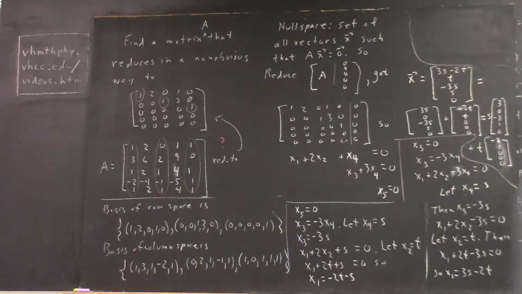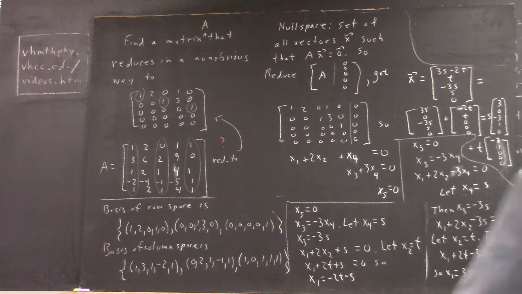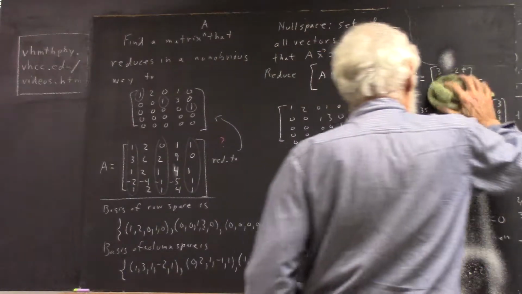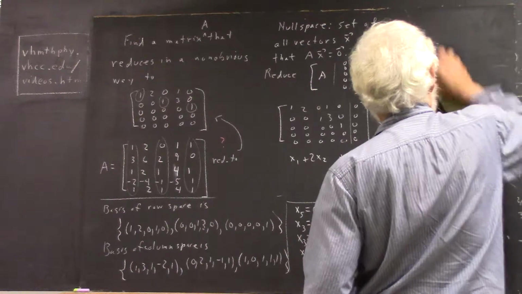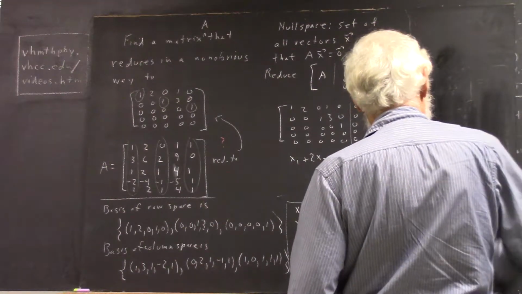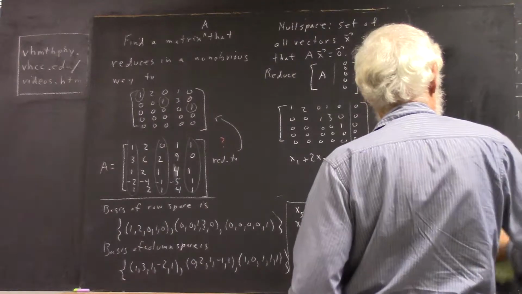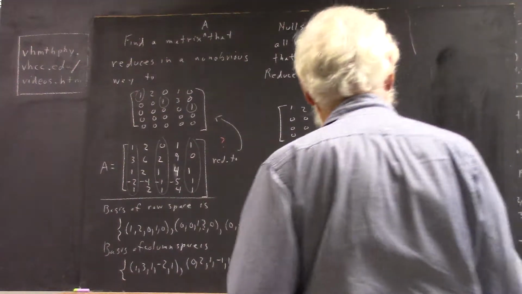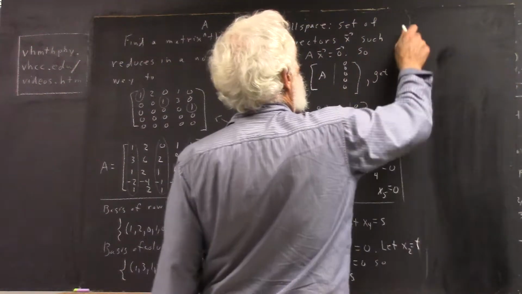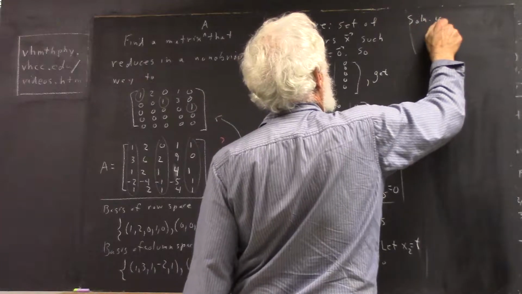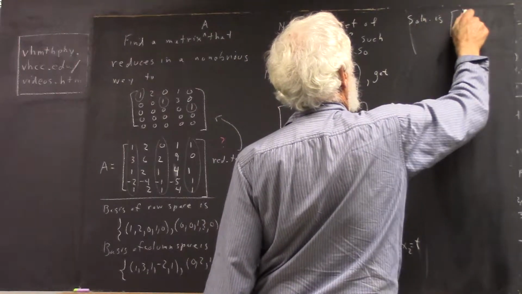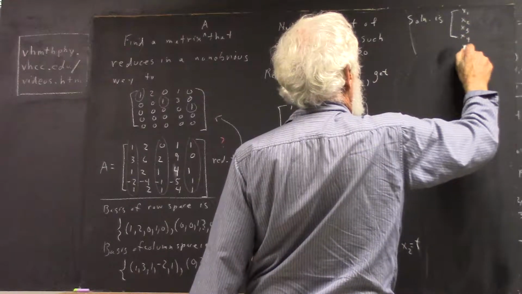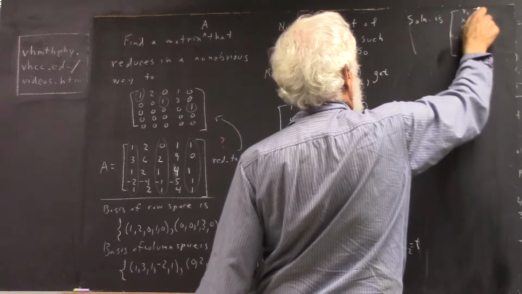Now, I hate to make you wait while I do this, but I'm going to wipe out all this stuff because it's wrong. And now let's see what we've got. Okay, so our solution is x1, x2, x3, x4, x5. I should have waited to make my bracket, but there we go.